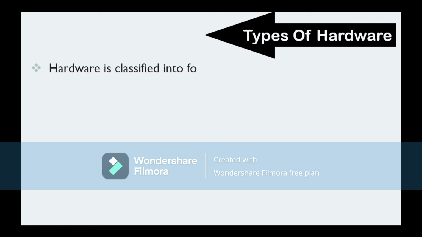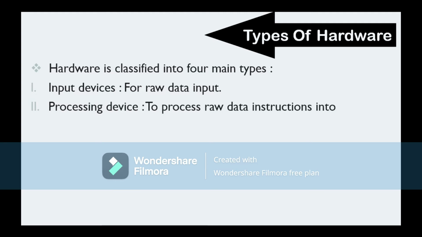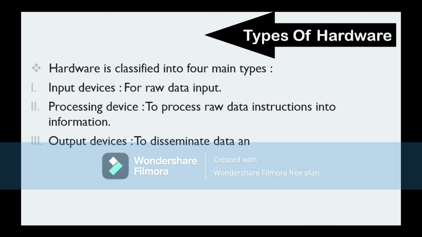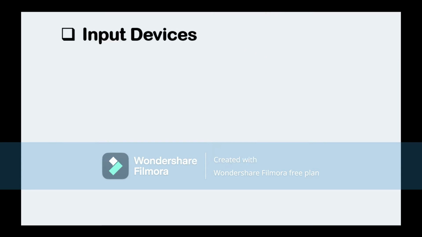And now we will talk about the types of hardware. There are four main types of hardware. Number one is input devices, which are for raw data input. Second is processing devices, to process raw data instructions into information. There are output devices, which are used to disseminate data and information, and there are storage devices, which are for data and information retention. Now we will define all of these one by one.